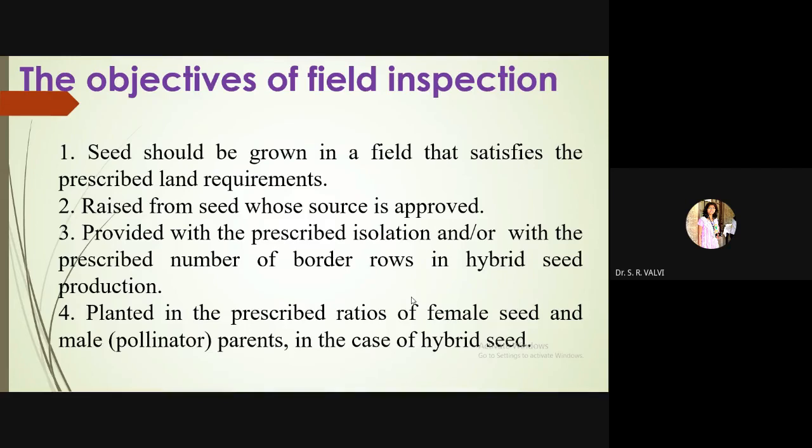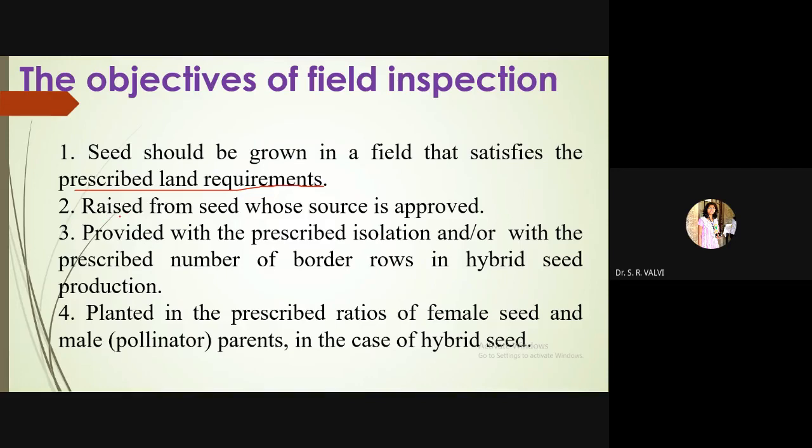First objective, the seed should be grown in a field that satisfies the prescribed land requirement. Let me take this marker. So the land should satisfy the prescribed land requirement. Getting it? The land requirement in which the seed should be grown, that is the first objective.